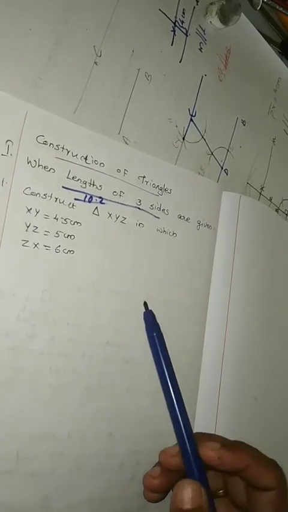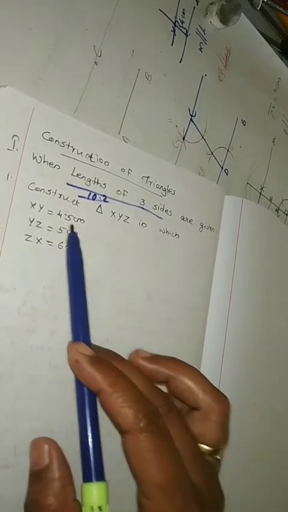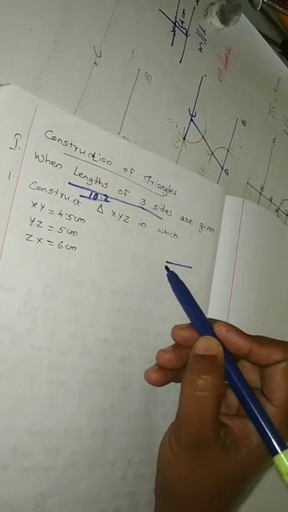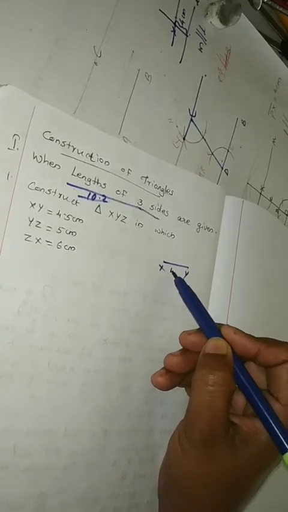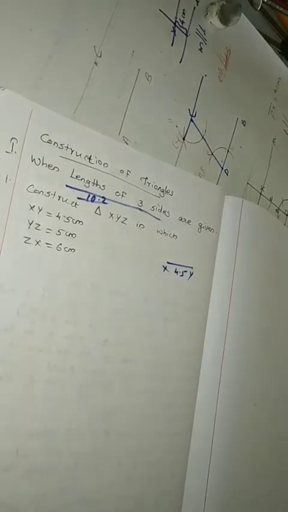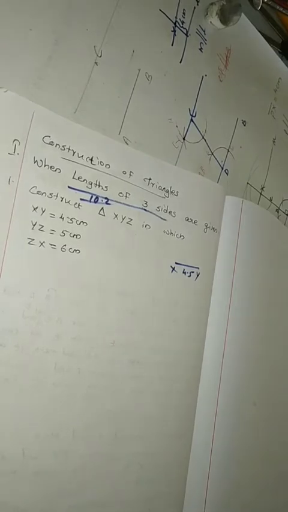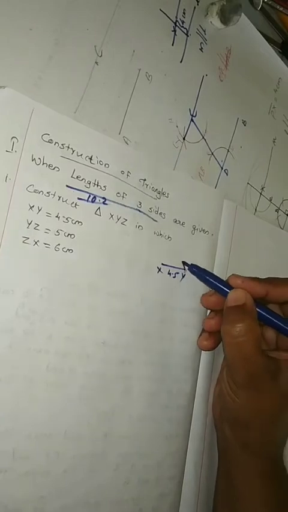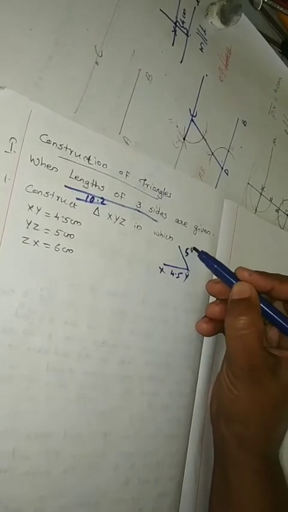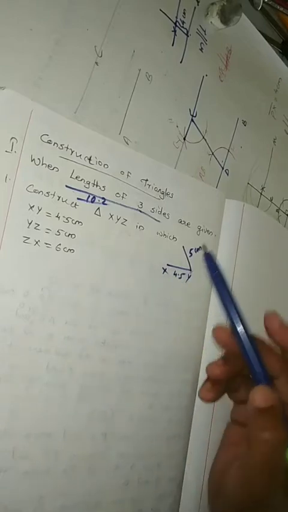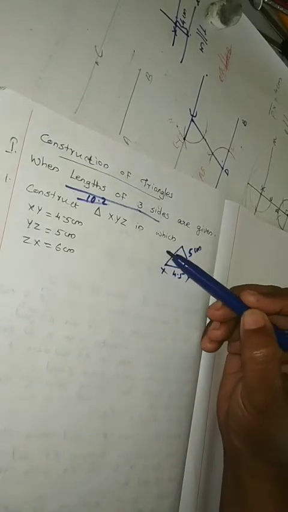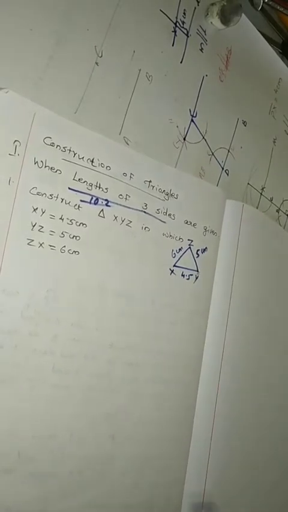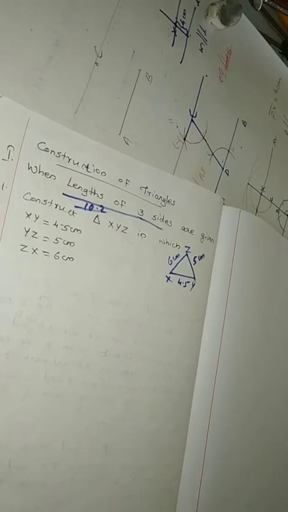That is, here we can draw the rough diagram of this triangle XYZ. XY is 4.5 centimeter. Okay, then YZ is equal to 5 centimeter. Then ZX, this one will be 6 centimeter. This will be Z. Okay, now we can do it with correct measurement.